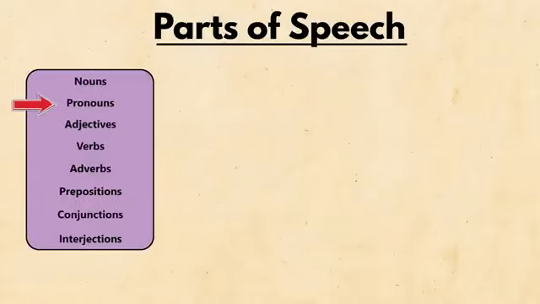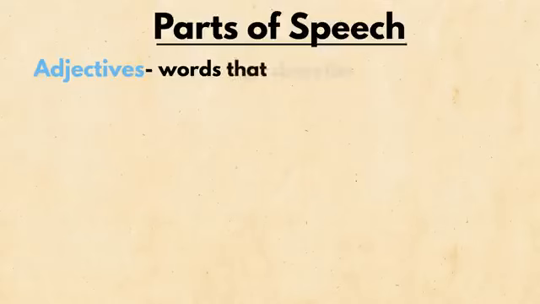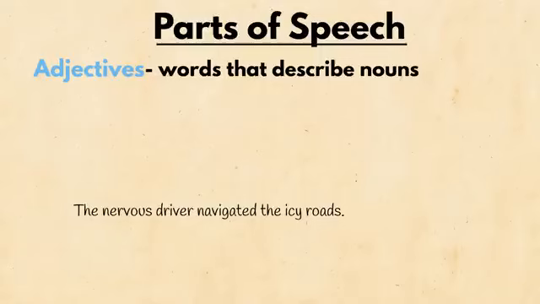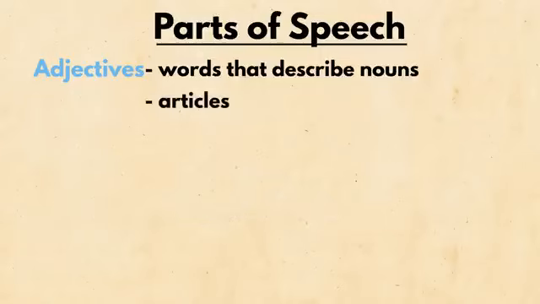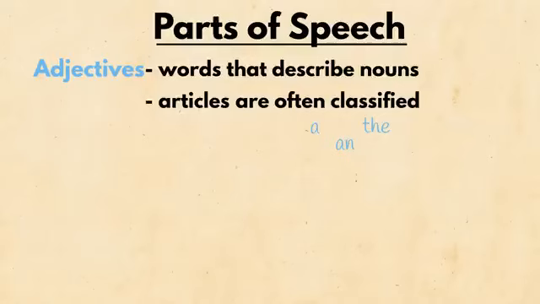The next part of speech is adjectives. Adjectives are words that describe nouns. Take this sentence: the nervous driver navigated the icy roads. Nervous describes the driver, and the word icy describes the roads. Nervous and icy are adjectives. Articles, that is, words such as a, an, and the, are often classified as adjectives.